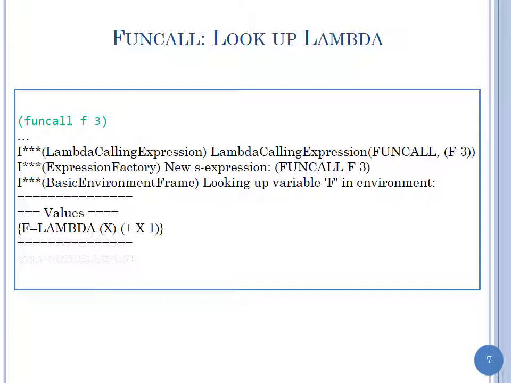Now let's look at Funcall F3. I was vacillating between two sets of slides, so just forget the set QGF part, and just look at the Funcall F3. We are now asked to evaluate Funcall F3. The very first thing we have to do is look up f in the environment. That's where the eval happens. We were talking about that. And we find that f is lambda x plus 1.